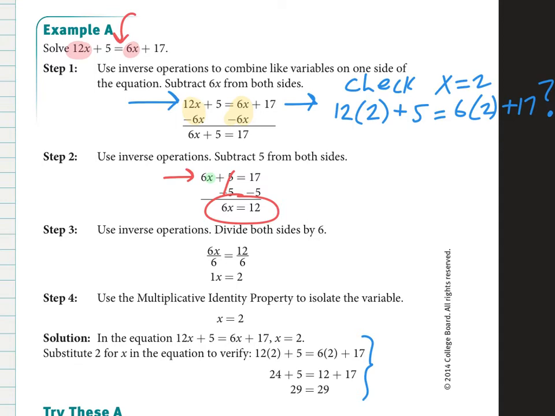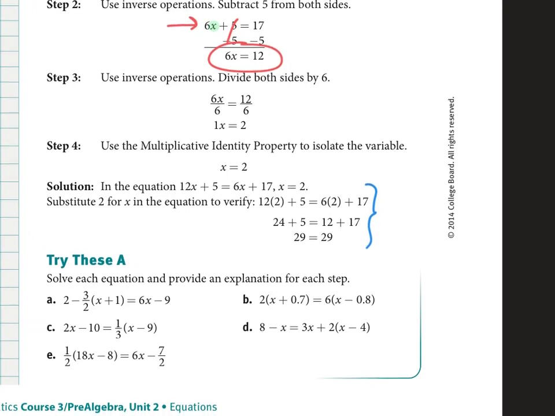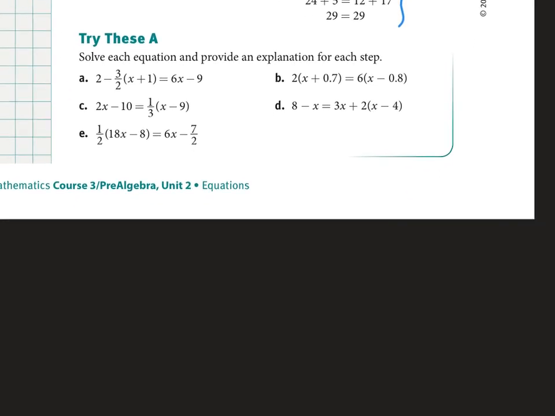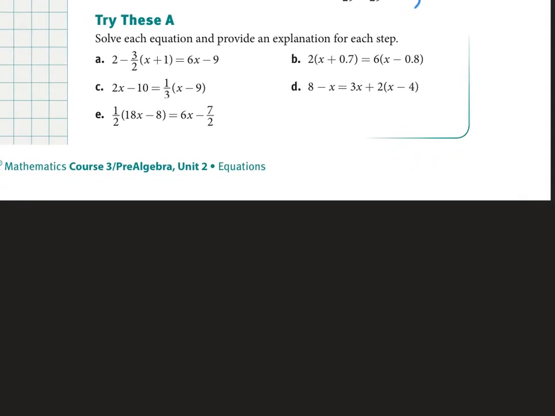All right, so let's take a look at a couple other examples. There's a couple down here in the try these. Let's start with part A. We'll do this one together. It's kind of a tricky one, with a lot of stuff going on. So the original is 2 minus 3 halves times x plus 1 equals 6x minus 9. I love when books do this. They give you the nice, easy example, and they go through the steps, and then they throw you this one with fractions and parentheses and all this stuff to do on your own.